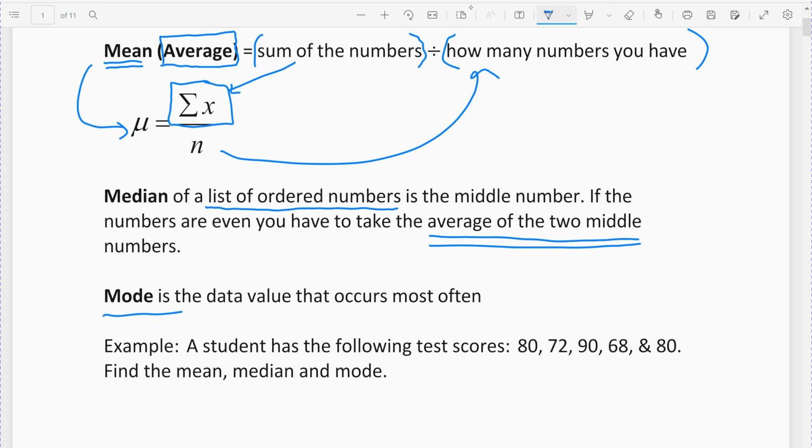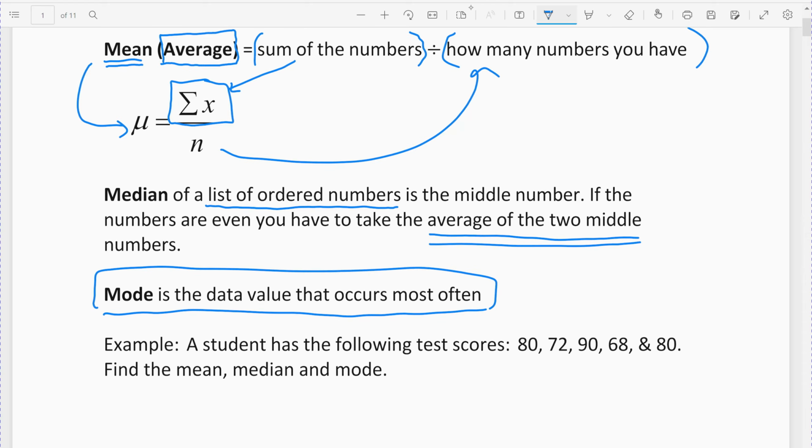Mode is whatever data value occurs the most often. You could technically have one mode, two modes, or no modes. If two numbers show up the same amount of times, then there'd be two modes. If all of the numbers show up once, there's no mode in that case, because no number shows up more often than the others. But all of our examples will have a specific mode that we'll go over, just like the problems in the set of notes.